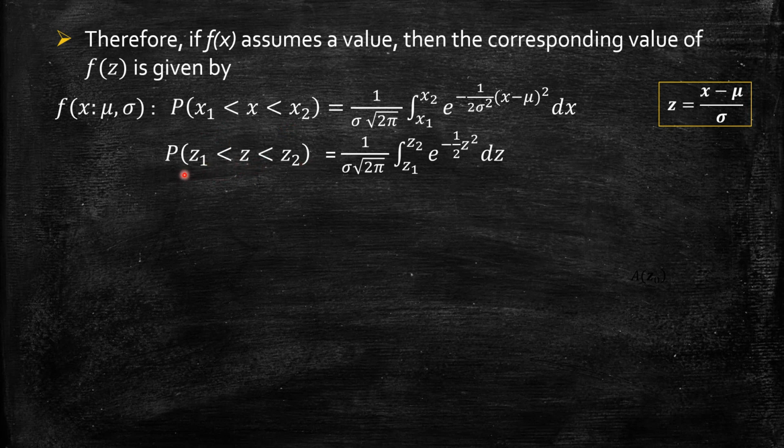Then the probability will become z1 to z2, for which we need to integrate the standard normal PDF, that is 1 by root 2 pi e power minus 1 by 2 z square between z1 to z2. Now the shape of this curve is also a bell shaped curve, but it is symmetrical about mu, and the mu here is nothing but the 0 origin. So there is a reference line, the y axis, so that we can easily tabulate all these areas. One can easily calculate with the help of a table.